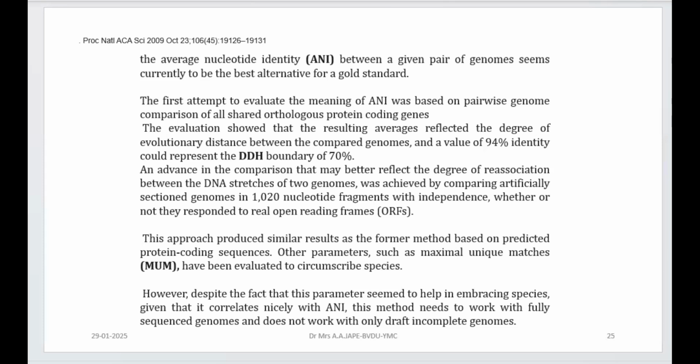There is another term here, whether or not they corresponded to real open reading frames. Whether the gene is going to start expressing itself at that point or not is not taken into consideration. I need not go into these details, but at least you should remember the terminologies. Like I said earlier, multi-locus analysis. Then average nucleotide identity. Then another is MUM, which is maximal unique matches, using predicted protein coding sequences. Like that, you have metagenomic approaches which complement the genomic approaches.